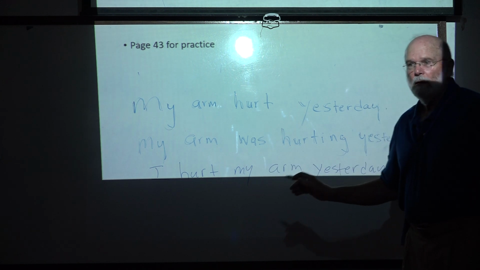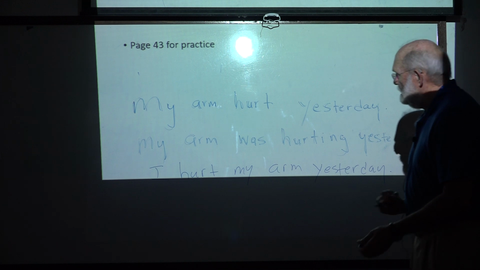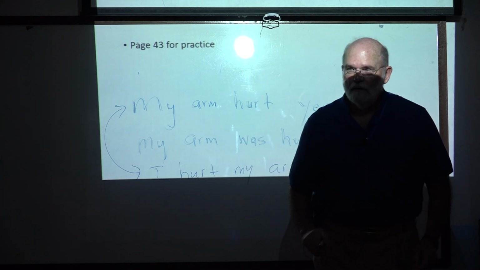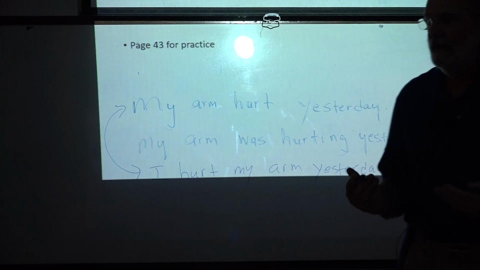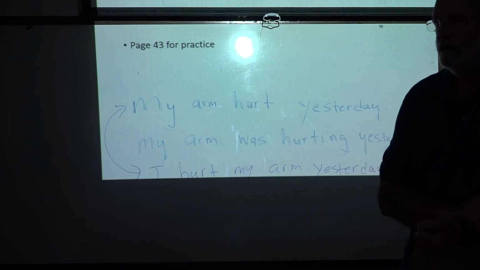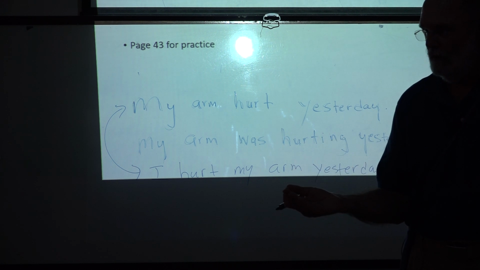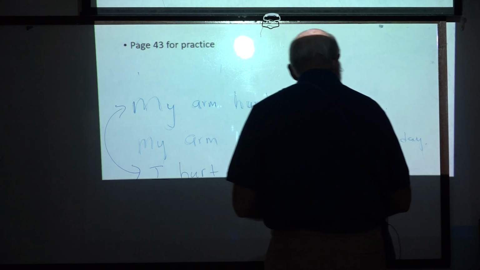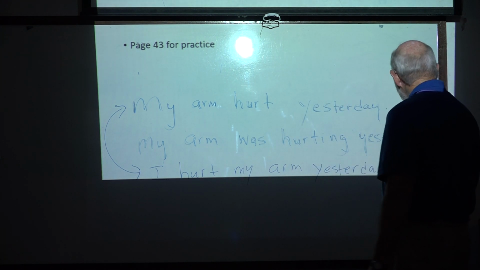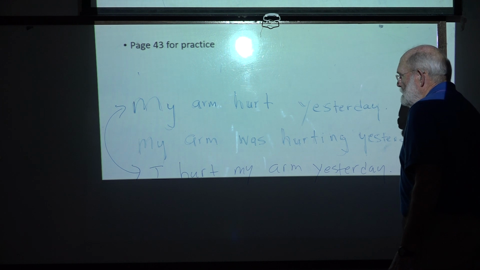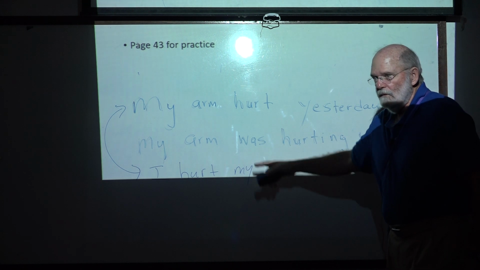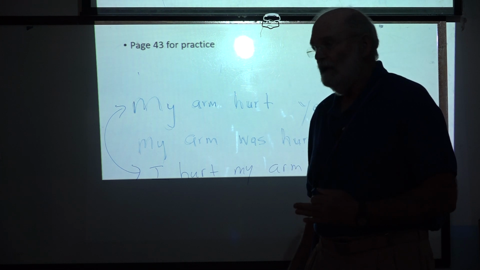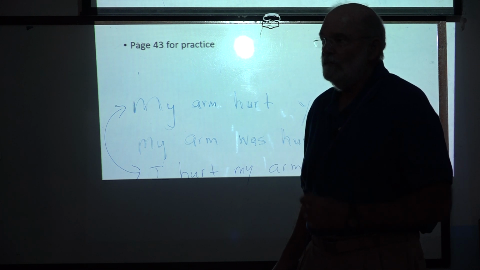When I say I hurt my arm yesterday, this is the same thing as the first sentence. It's indefinite. I've said that I hurt my arm, but I haven't told you whether it's still hurting or not. So that's when you would add was. When you would want to indicate that yesterday the arm hurt, but today it no longer is hurting. That's when you would add the was.